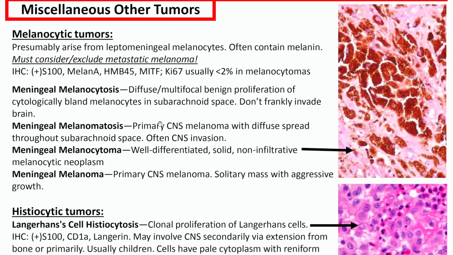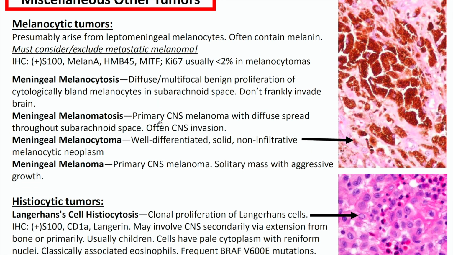All right, now we're getting to the miscellaneous other tumors category. So melanocytic tumors presumably arise from the leptomeningeal melanocytes, and they often contain melanin, unsurprisingly. You must consider or exclude metastatic melanoma in these entities. On IHC, they're going to be positive for S100, Melan-A, HMB45, MITF. Ki67 is usually less than 2% in melanocytomas.